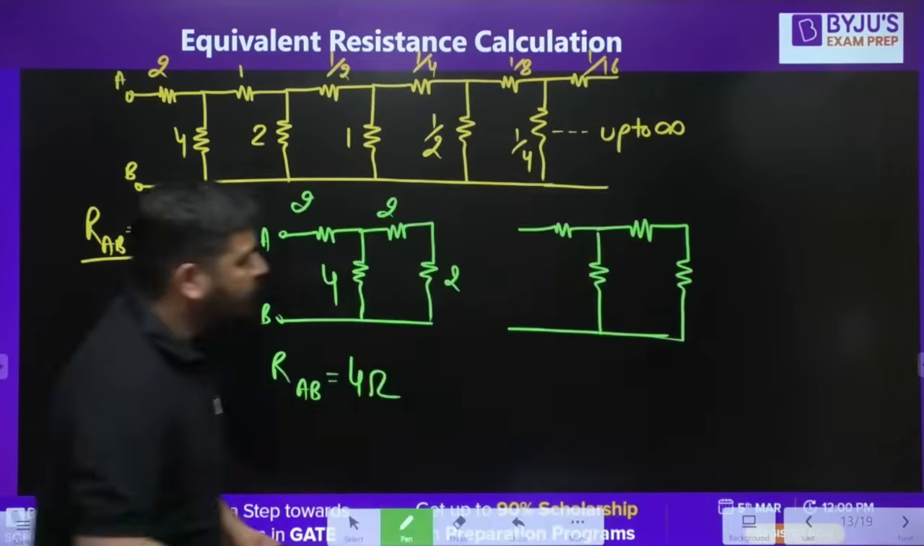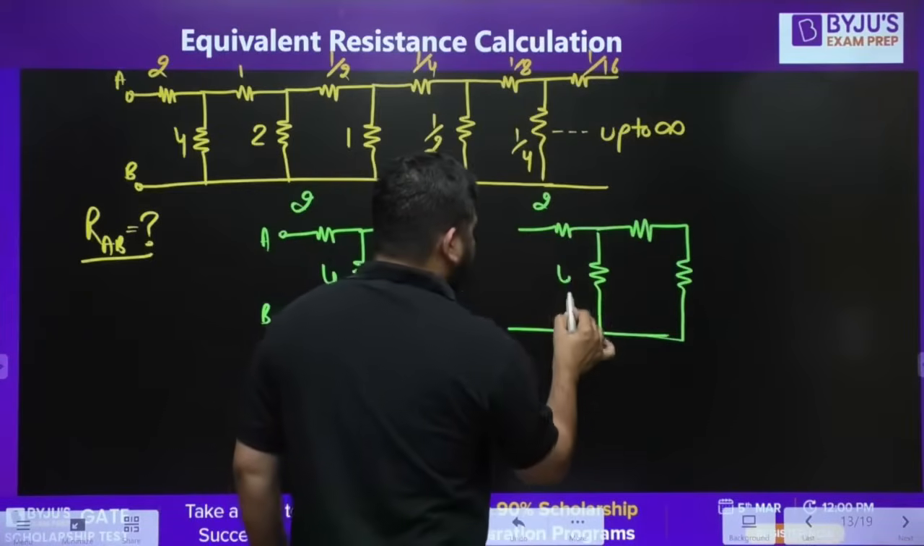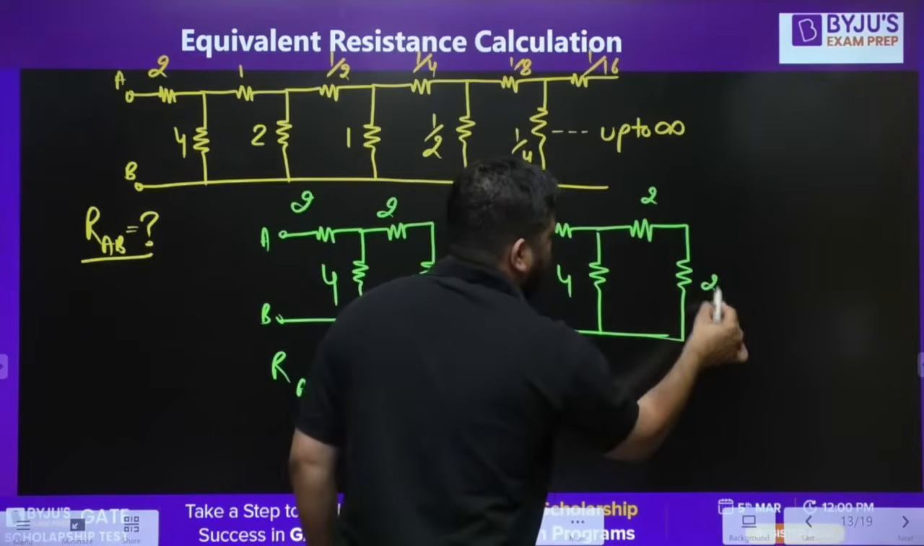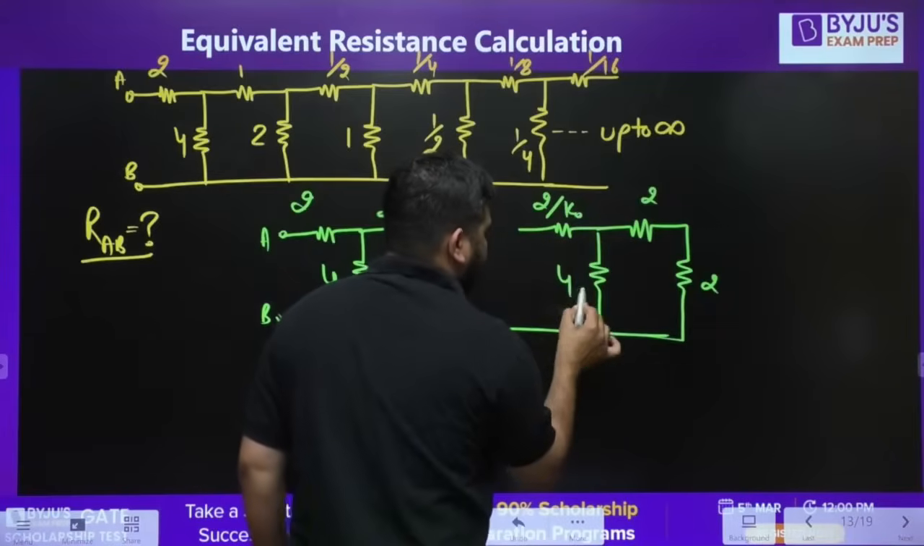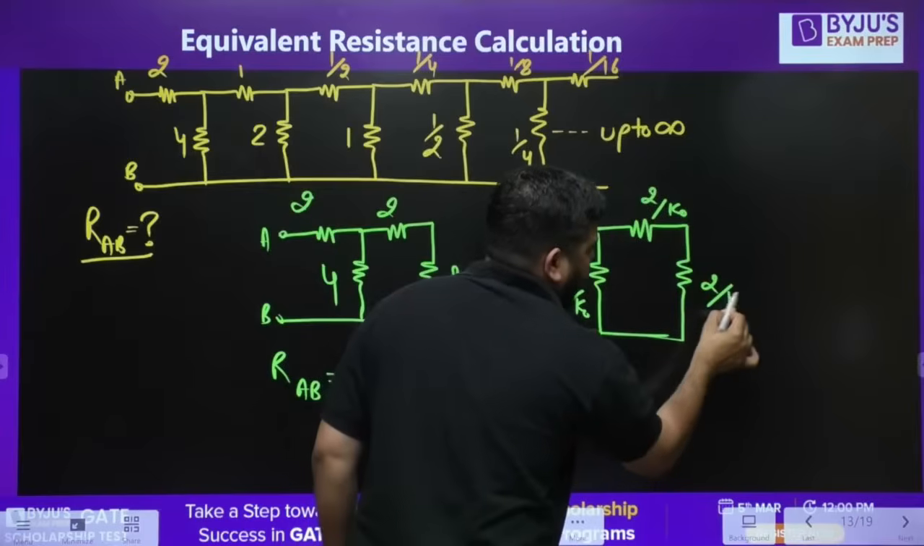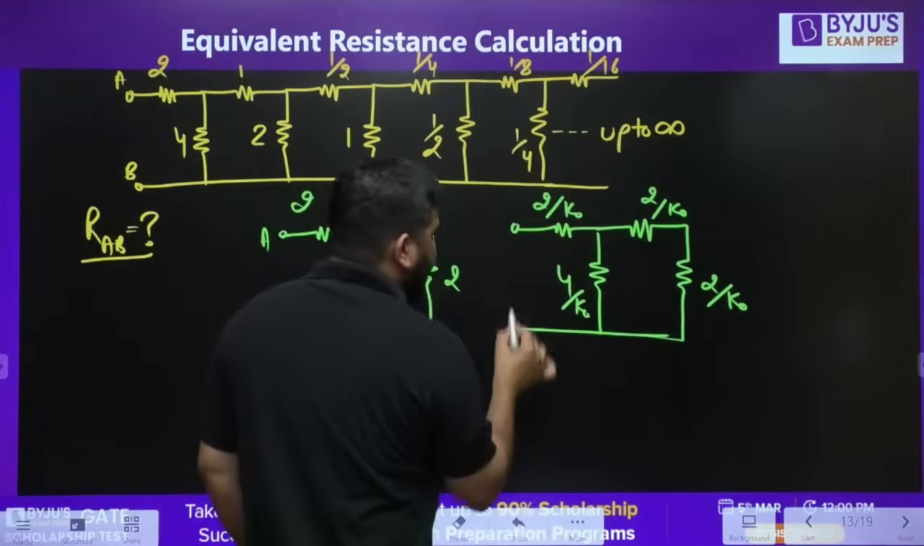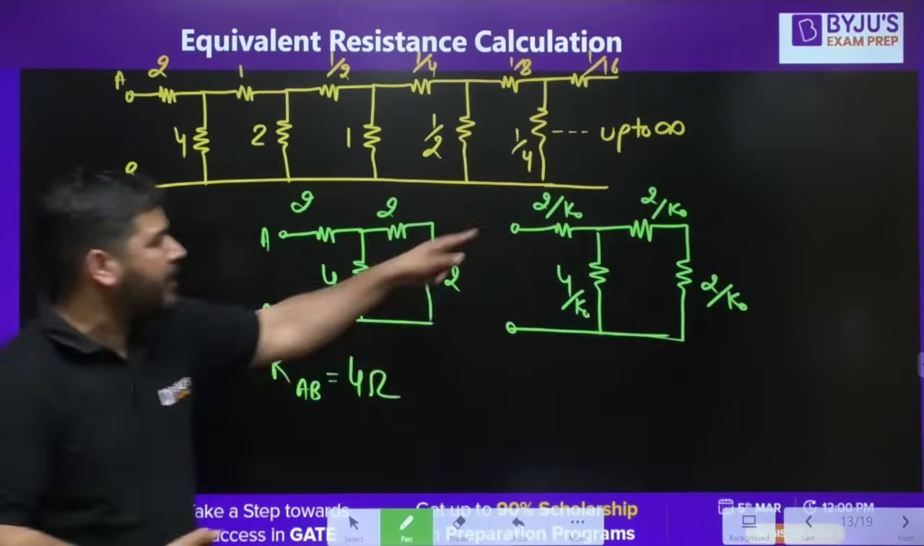But what I'm going to do is divide these resistance values by some constant K naught. I'm going to divide each resistance by K naught. Can you tell me the equivalent resistance now? Each resistance is divided by the same value.